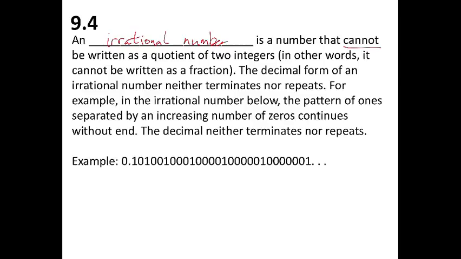So, for example, in the irrational number below, the patterns of 1 are separated by an increasing number of zeros. So you'll see it goes 1, 0, then 1, 0, 0, then 1, 0, 0, 0, and then keeps adding zeros. But there's no repeating pattern there. I mean, yes, there is sort of a pattern, but it does not repeat. So we call that an irrational number.